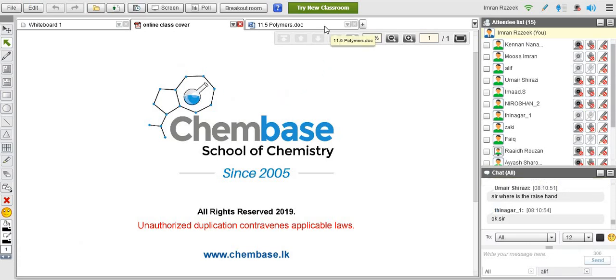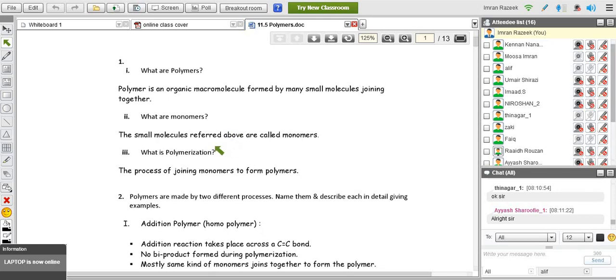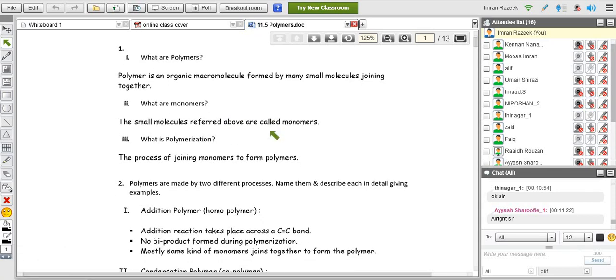Right, we'll start on the lesson. We were discussing polymerization last time. In the last session, I explained what a polymer is, which is an organic macromolecule: a large organic macromolecule formed by many small molecules joining together. These small molecules are referred to as monomers. So the monomers join together to form a polymer. That's referred to as polymerization. The process of monomers joining to form the polymer is referred to as polymerization, right?